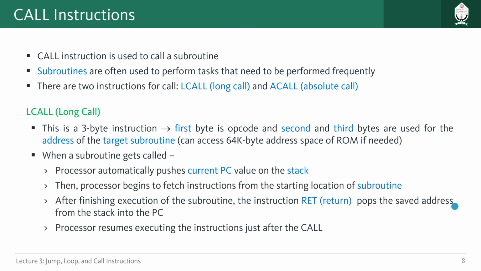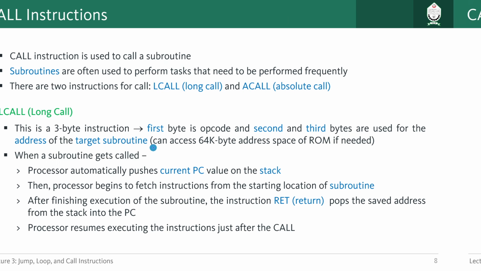And for 8051, for this assembly language, we have two different calls called LCALL or long call, and another one is ACALL or absolute call. So first of all we will talk about LCALL, long call. So this one is 3 byte instructions. First byte is opcode as always, and second and third bytes, so in total 16 bit is actually used for the address of the target subroutine.